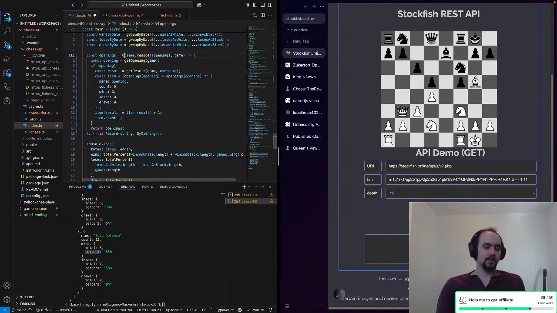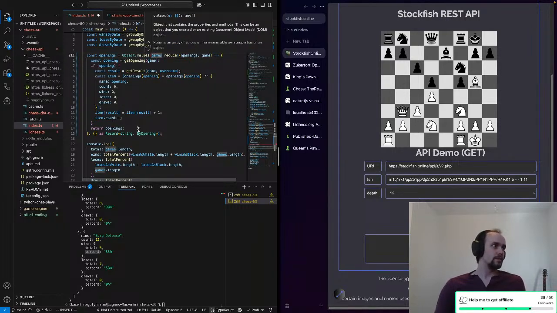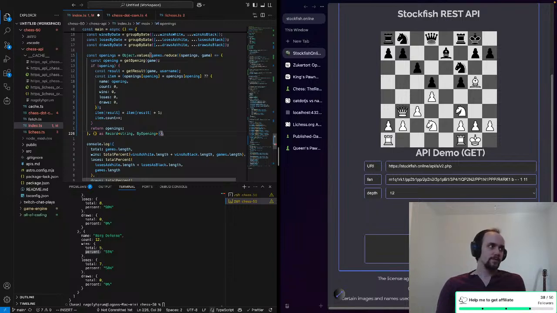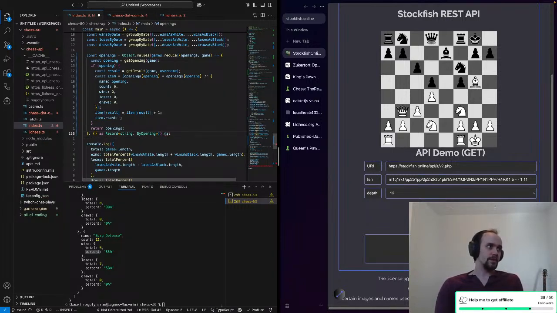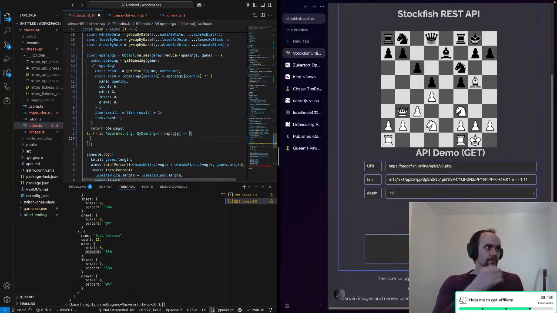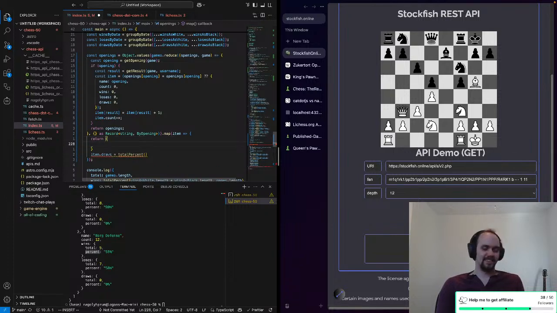Here we're gonna say Object.values, and then we'll do map. Yeah, map. Item. And we can say item.draws equals percent, total percent. Let's return a new object. Item.